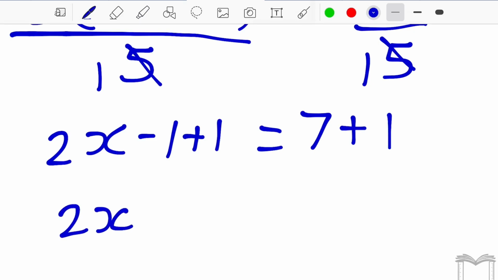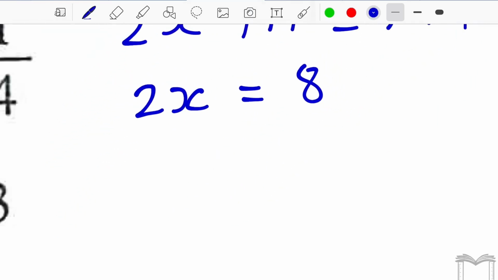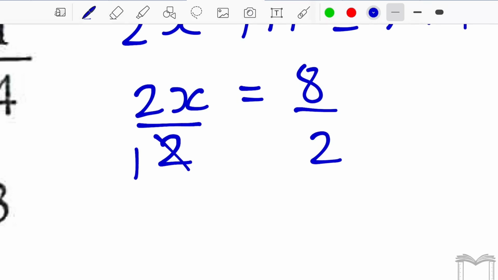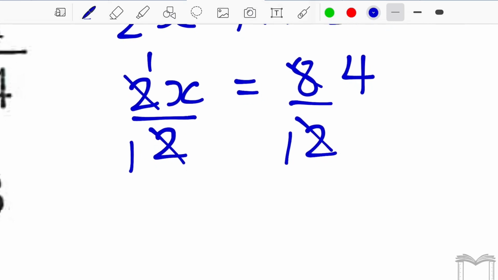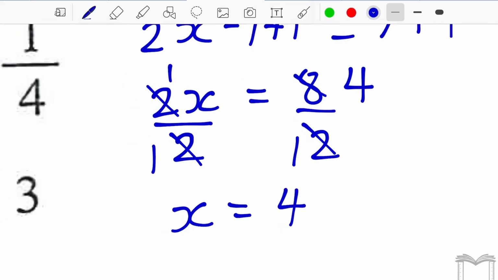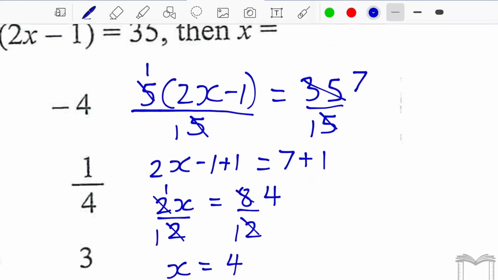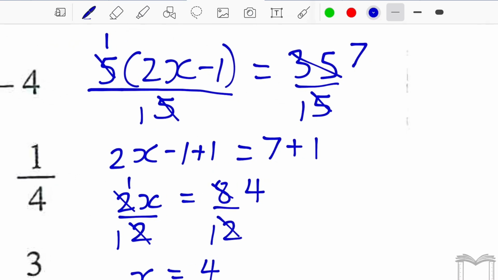So that's 2x plus 0. So 2x is equal to 7 plus 1 is 8. Again, same thing. We divide both sides by 2. 2 into 8 is 4. So what we are trying to do is get x alone on one side so that we can have x is equal to something. So x is equal to 4. The same answer, the working expressed a little bit differently.